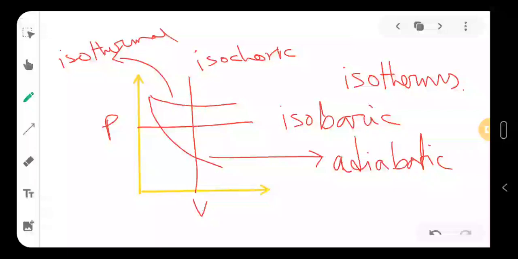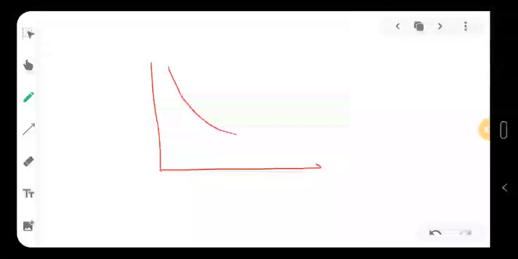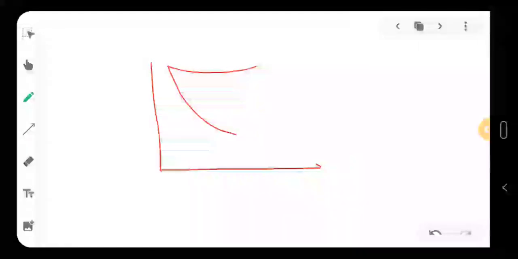Now, these two are clear, isochoric and isobaric, why it is so. But adiabatic and isothermal, how do we understand which is which, because both look the same. There is a trick for this. Okay, let me explain the trick. The adiabatic process will have more slope, whereas the isothermal process will have less slope.